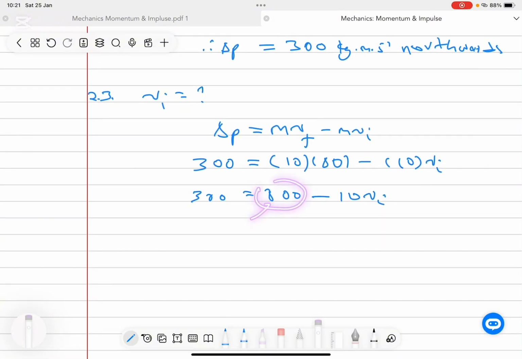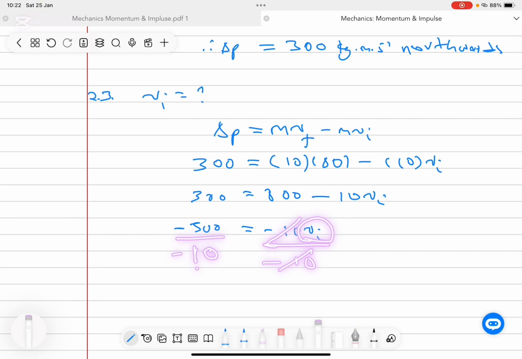At this stage, I will then take the 800 to this side so that I have 300 minus 800, and 3 minus 8, that should be 5. But because I'm subtracting a big number from a small number, I'm going to have a negative 500. And this side, I'm going to have a negative 10 times the initial velocity. I'm going to divide by the negative 10 on both sides, because what I do on the left, I also do on the right. So the negative 10 cancels this side, and I'm only left with the initial velocity, which is what I'm looking for.